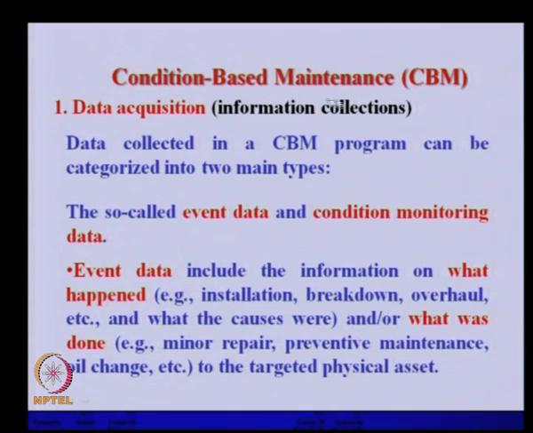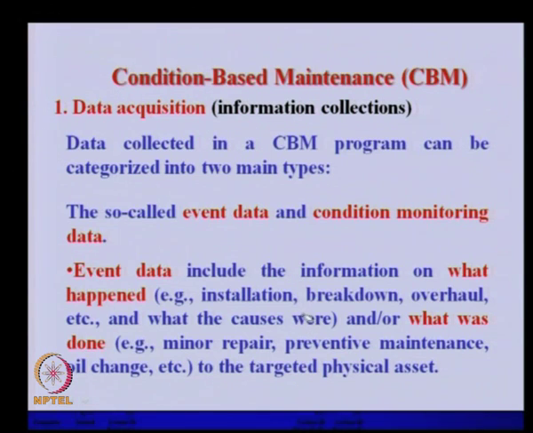So, one is the information collection. So, data collected in a CBM program can be categorized into two main types. One is the so called event data and the other is condition monitoring data. So, there are two types of data. So, event data includes the information on what happened, such as installation, breakdown, overhaul, etc., and what the causes were. So, what happened and what the causes were.